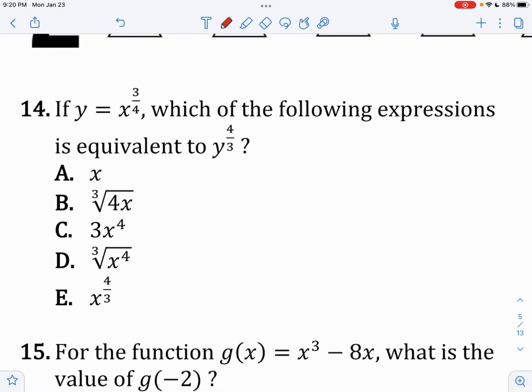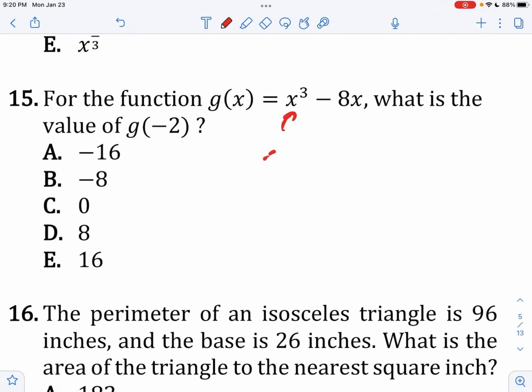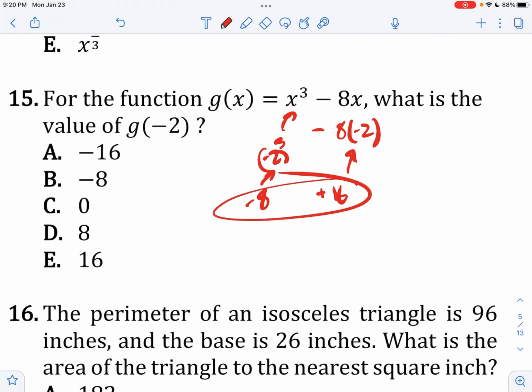If this is true, which of the following is this? You just raise both sides to the 4 over 3. When you have an exponent to an exponent, you just multiply the exponents. In this case, you get x to the 1, which is just x. For the function, what is the value of g of negative 2? So it's going to be negative 2 to the third. And then minus 8 times negative 2. This gives you minus 8 plus 16. So add those together, you get 8.